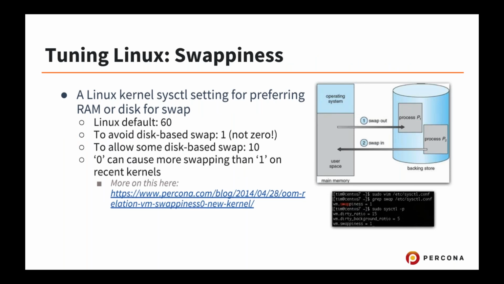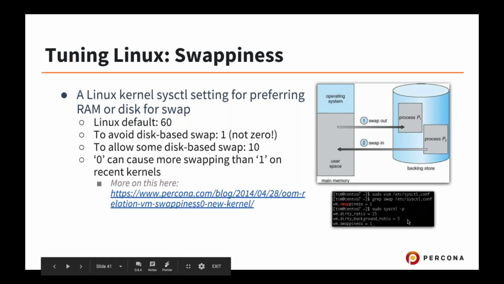Swappiness is another great one to tune. The default is 60. That's good for slower things. For servers that are a database, I'd recommend 1 is used. And there's a blog post that Percona has on why 1 is probably a great idea instead of 0. And if you want some disk-based swap to happen, maybe you have really fast disks and you would rather have that RAM used for something else, maybe 10 is a good value, but I would use 1. And that's just shown in the bottom right example here.